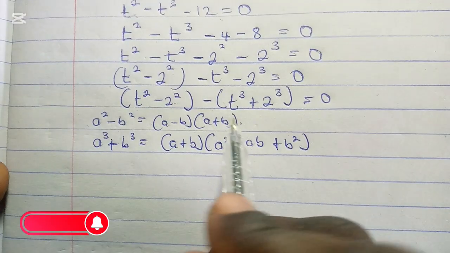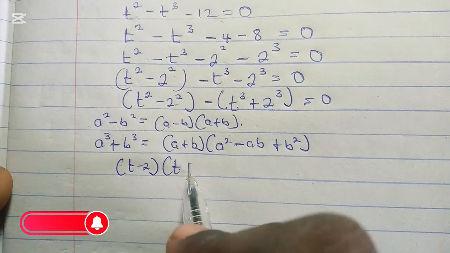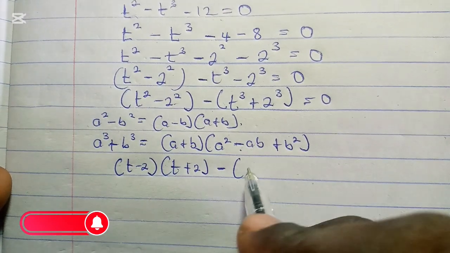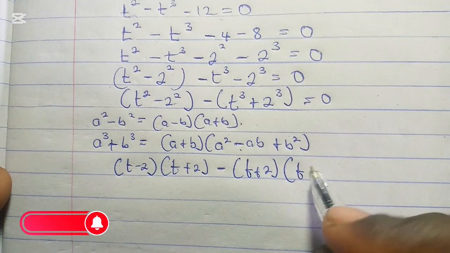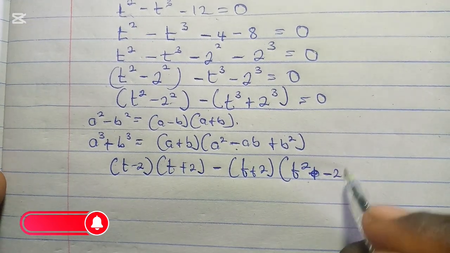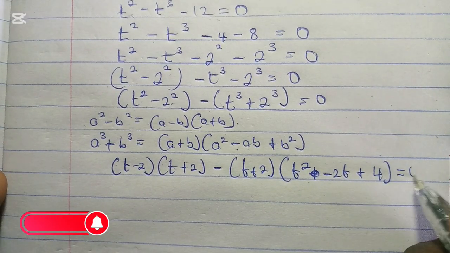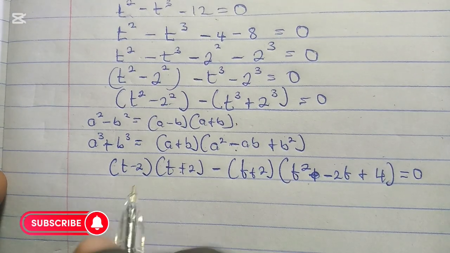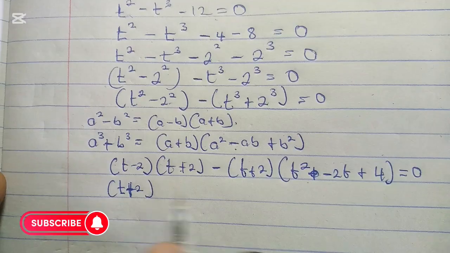Now applying the first property, we are going to have t minus 2 in bracket multiplied by t plus 2. And on the other side, using the second property, we are going to have minus t plus 2 in bracket multiplied by t squared, sorry, minus 2t, and we're going to have 2 raised to the power of 2, which is 4, right? Everything equals 0. Now, if you look carefully, we have a common term, which is t plus 2.